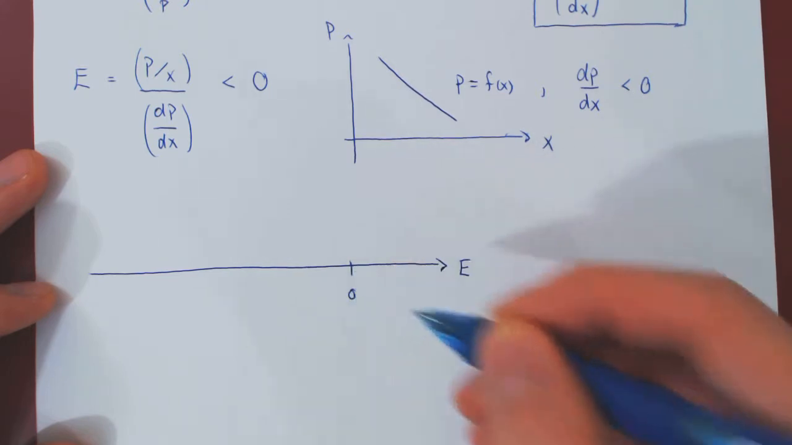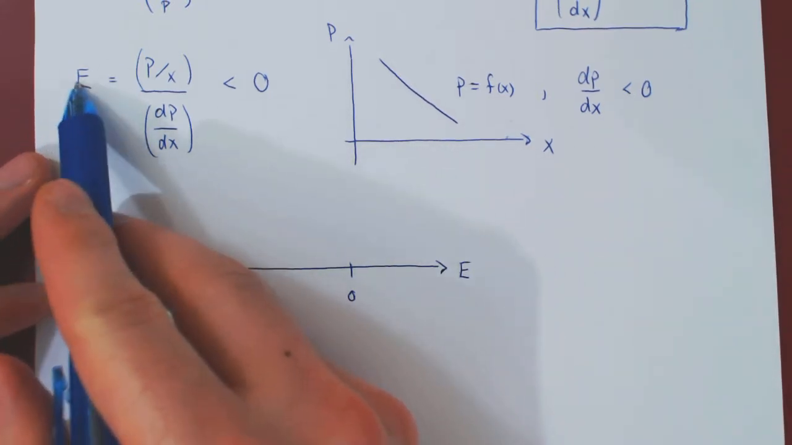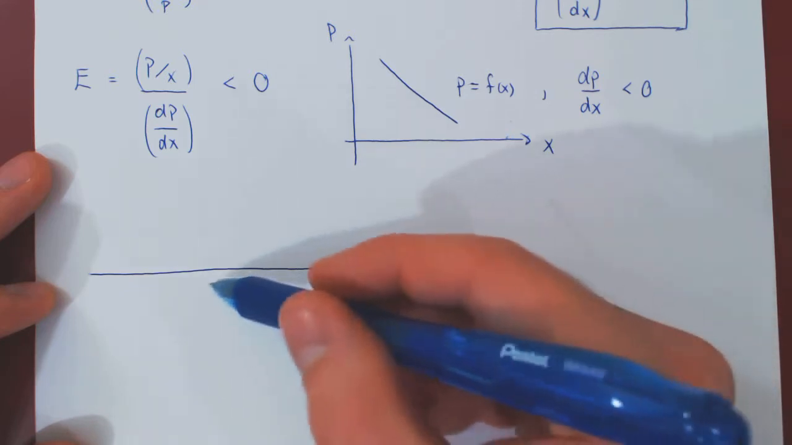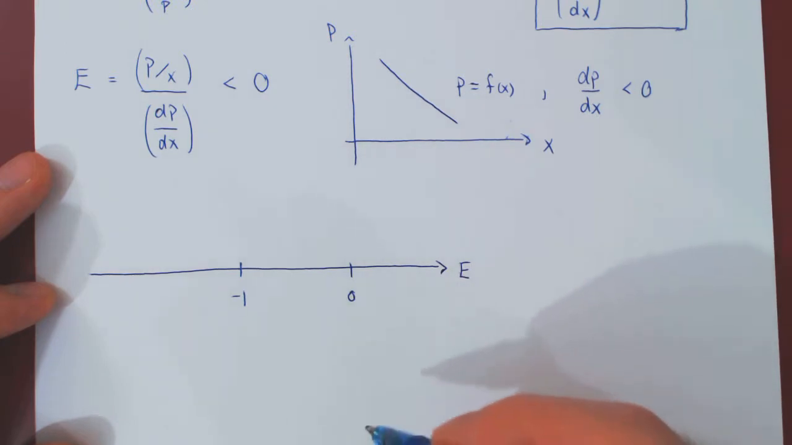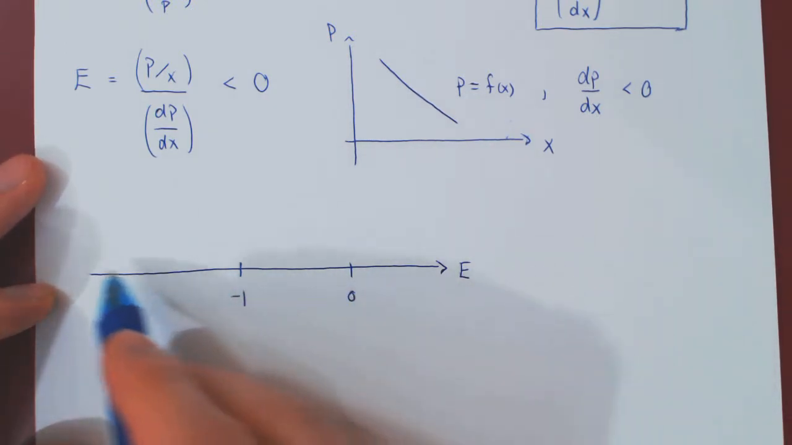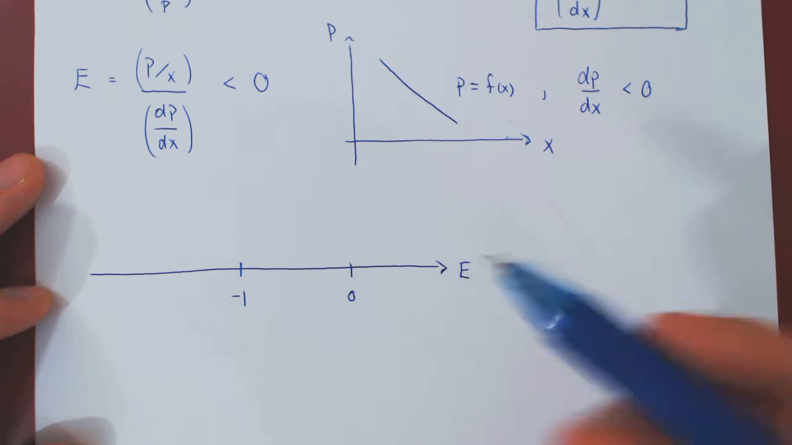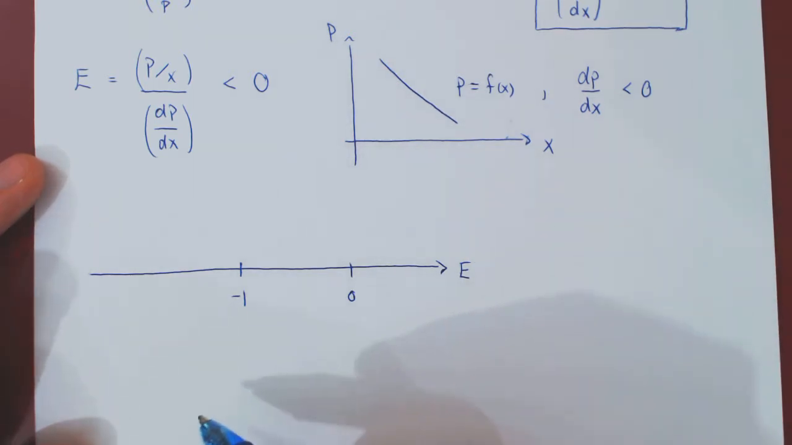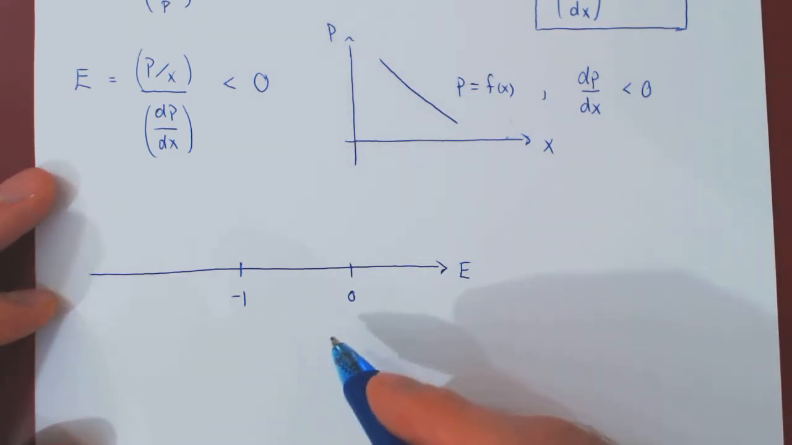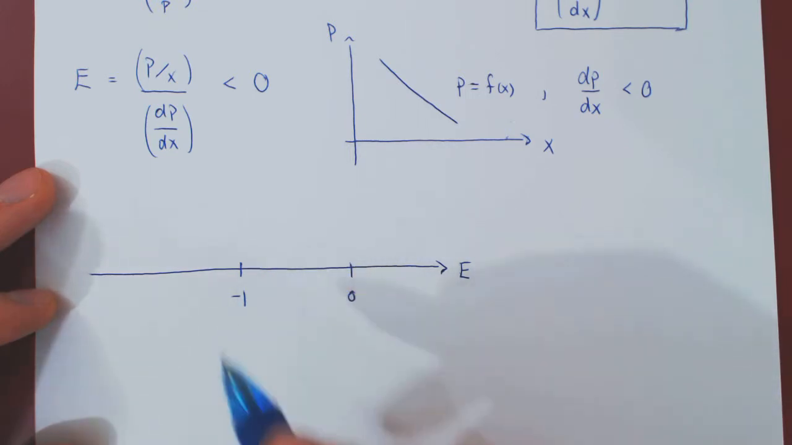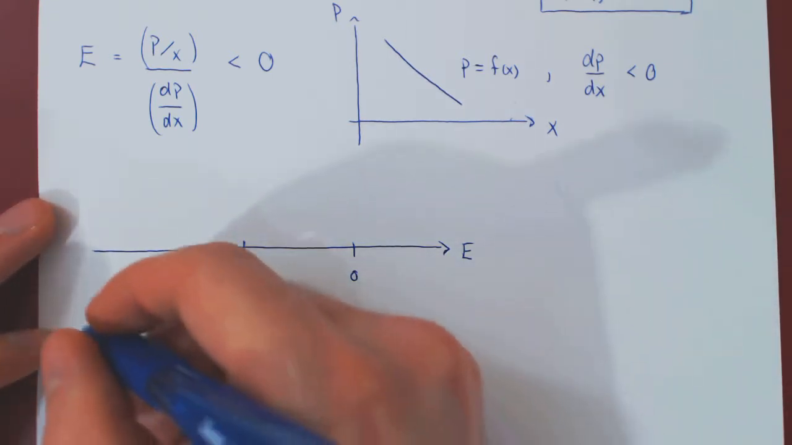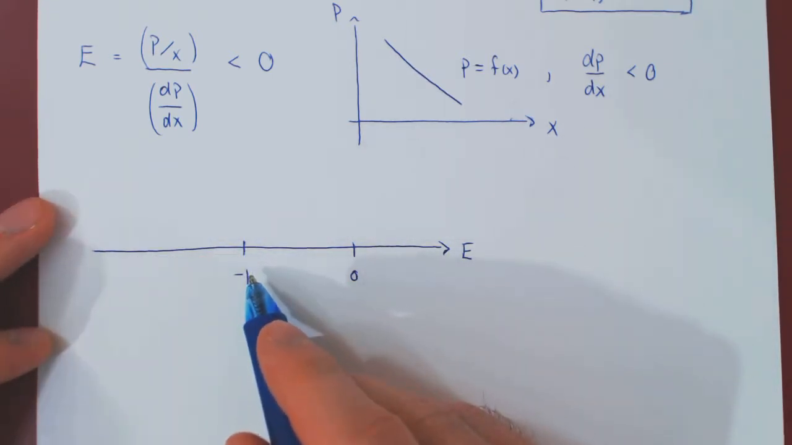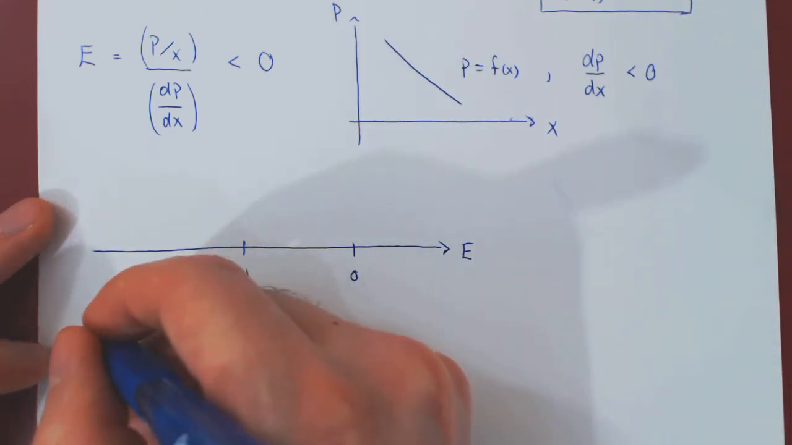So here's 0. As we've just proved, E is always negative. And the cutoff point for the categories will be -1. So E could be anywhere below 0, including possibly 0. So let's look at the first category, strictly between 0 and -1. So that means that E is bigger than -1, less than 0.